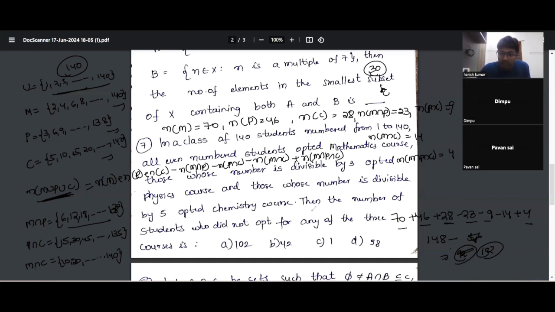What did he ask, sir? The number of students who did not opt. That means from the total of 140, this 102 is the number of students who opted for any one of the courses. So I have to remove them. When I remove them, I'll get 38, which is my answer.